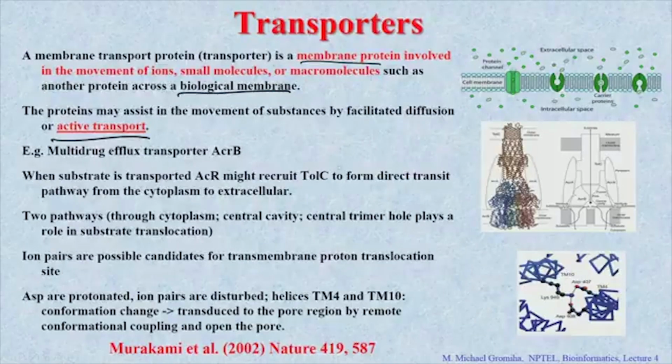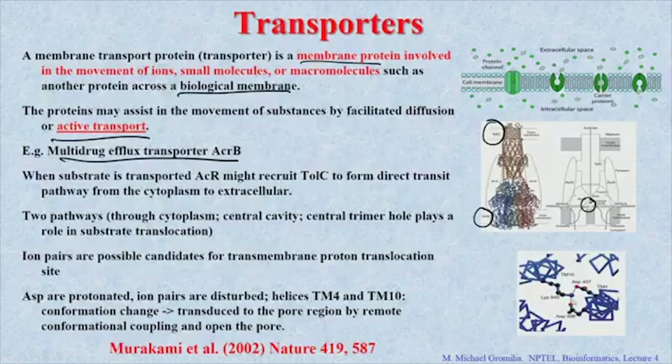For example, the multi-drug efflux transporter, here I give the example of the multi-drug efflux transporter ACRB. Here you can see how the transport happens. This is the inner membrane, this is the periplasm and this is the outer membrane. The protein involved in the outer membrane is TolC, and in the inner membrane it is ACRB. If you have the substrate here, you can see the substrate.